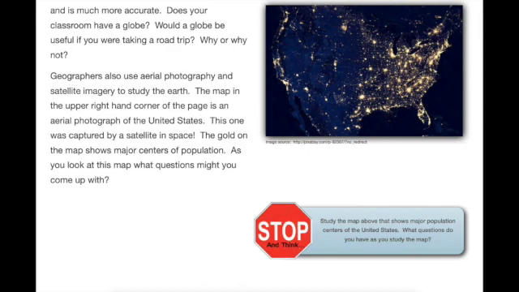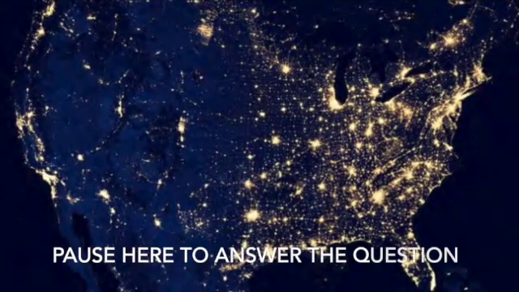The map in the upper right-hand corner of this page is an aerial photograph of the United States. This one was captured by a satellite in space. The gold on the map shows major centers of population. As you look at this map, what questions might you come up with? Stop and think. Study the map above that shows major population centers in the United States. What questions do you have as you study the map?